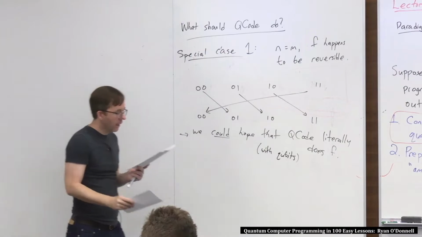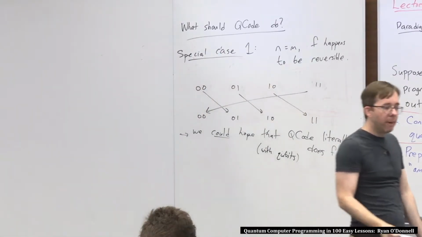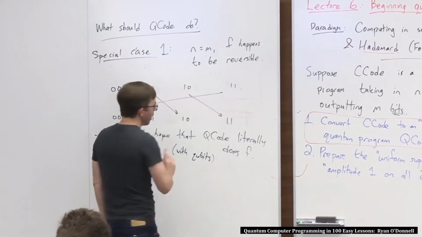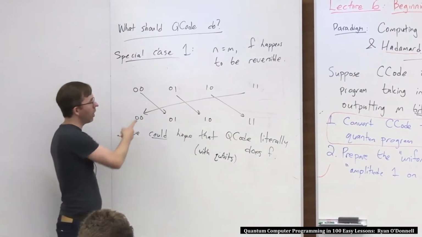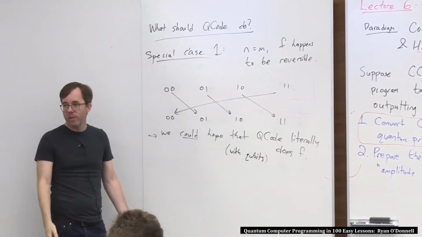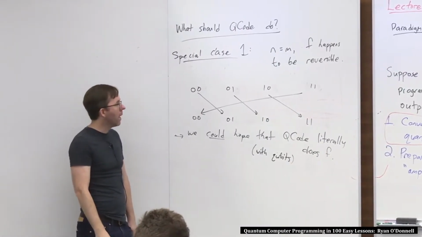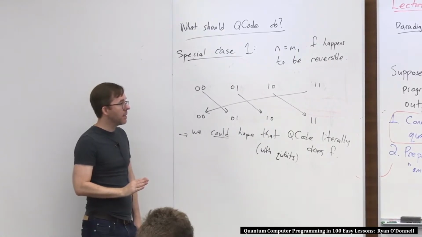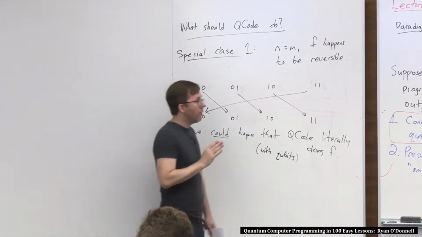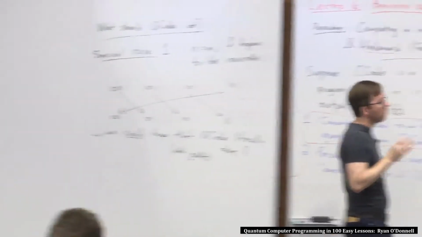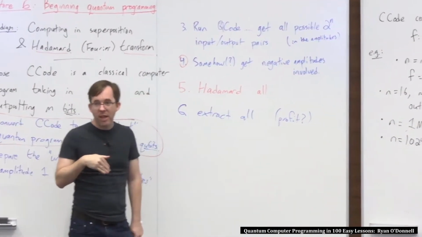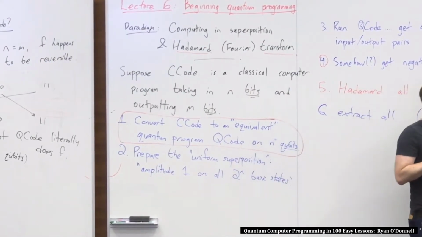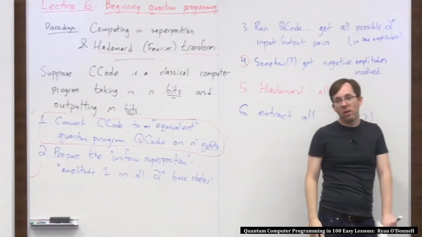So in that case, we may frequently say, okay, that's the definition of what QCode ought to do. It ought to just literally do F, except with qubits instead of bits. Now, one thing you have to think about is that's your definition of what QCode ought to do, but it's maybe not obvious how to get it to actually do that, even if you're staring at classical code that does it.